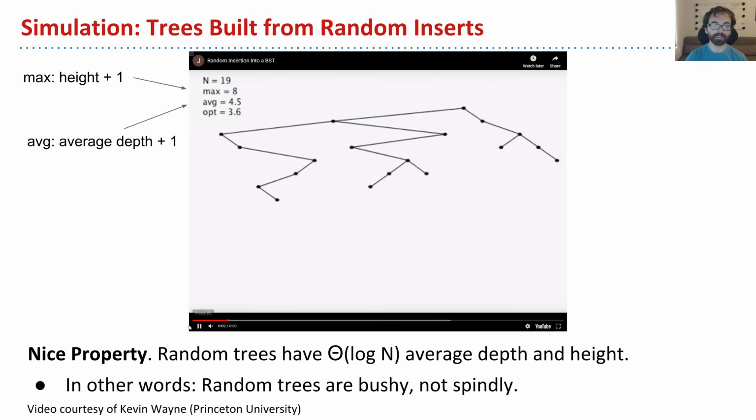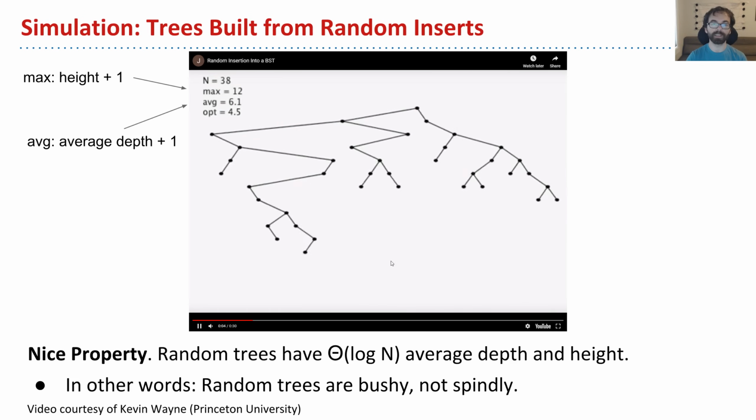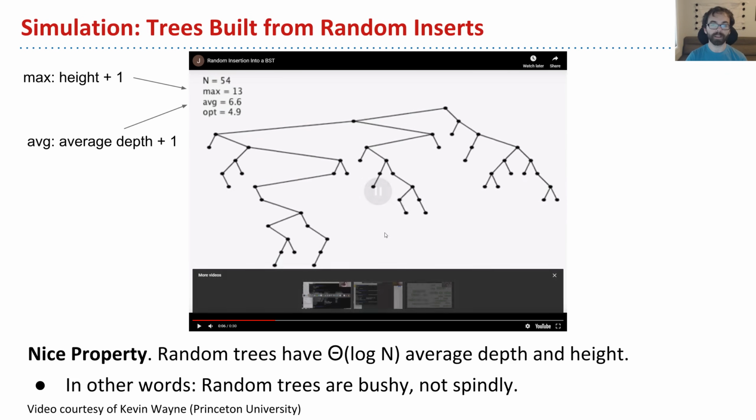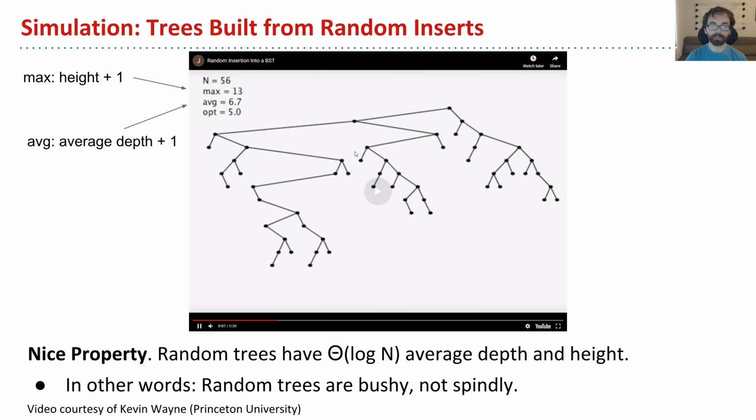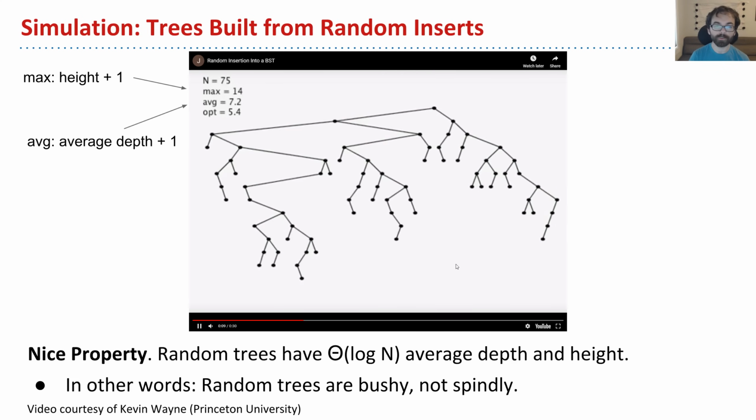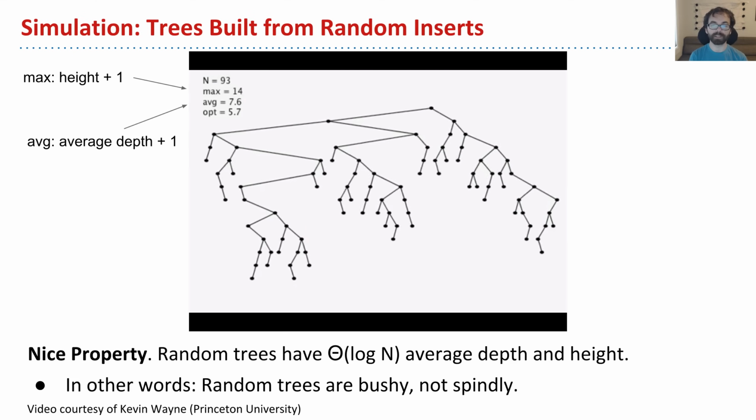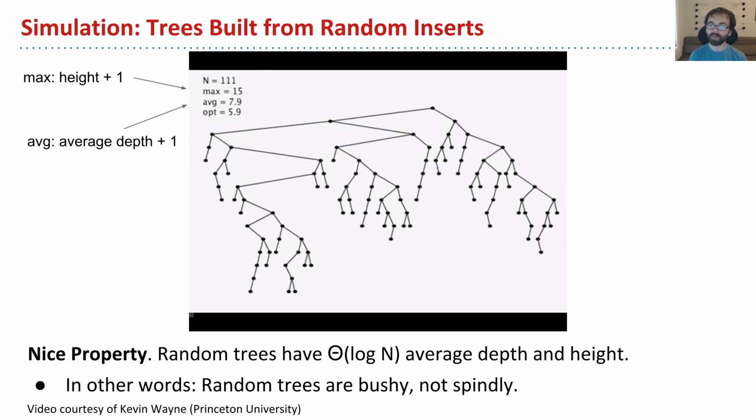And what it does here is it randomly adds items to an initially empty tree. To pause for a moment, here, this max is the height plus 1, and then average is the average depth plus 1. You can think of this as the runtime for the worst case contains and the average case contains. So as it's running, we can see that the tree, even though we're adding items in a totally random order, is fairly bushy.